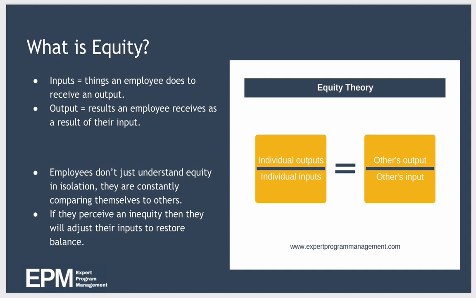So now that we understand inputs and outputs, we're in a position to define equity. Equity is defined as an individual's outputs divided by that same person's inputs. And what Adams' equity theory does is it goes a step further and states that individuals don't just understand equity in isolation, but instead they look around and they compare themselves against others. Now, if they perceive inequity, then they're going to adjust their inputs in order to restore balance. And you can see that in the diagram here.